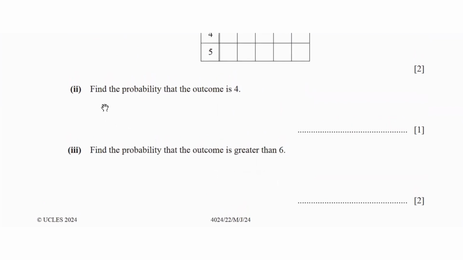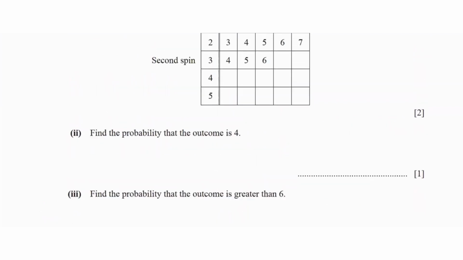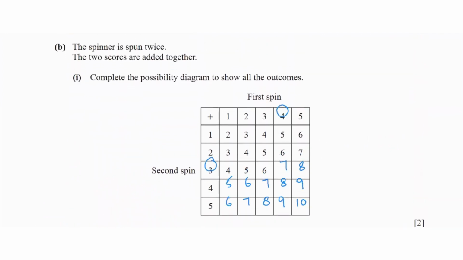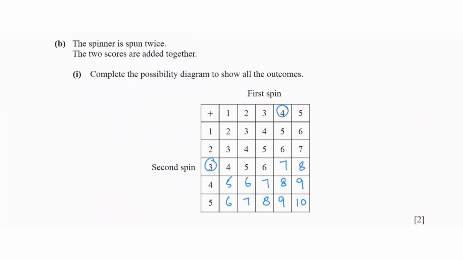Now from this diagram, we have to find the probability that the outcome is 4. So for the outcome to be 4, we have 1, 2, 3. 3 possibilities that give us 4. And the total number of possibilities are 25. So it's going to be 3 over 25.